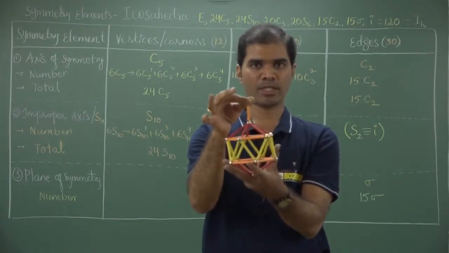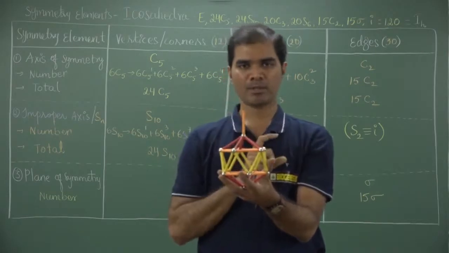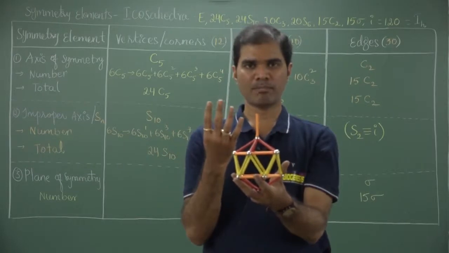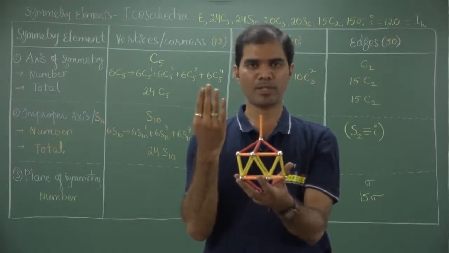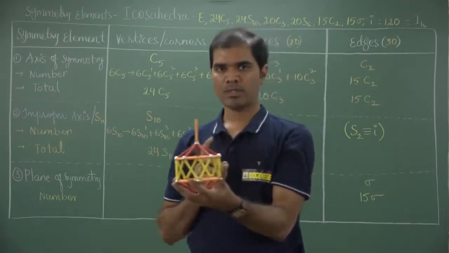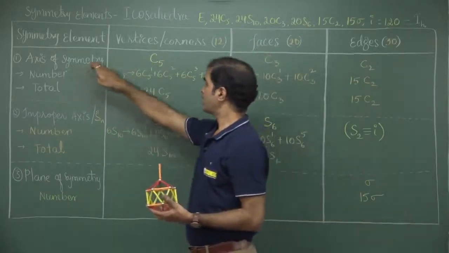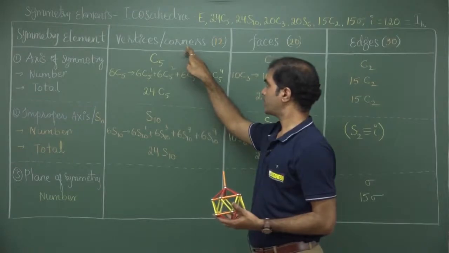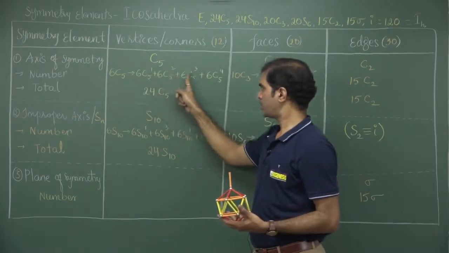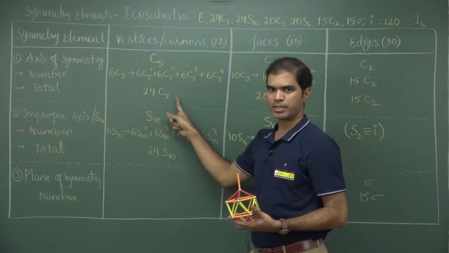Altogether 6 C5s are possible. From each pair of vertices, one C5 is possible. There are 6 pairs of vertices, so 6 C5s are possible. Each C5 will generate 4 symmetry elements: C5 1, C5 2, C5 3 and C5 4. So, 6 into 4 would become 24. There are 24 C5s. There is a C5 passing through each opposite pair of vertices. Altogether there are 12 vertices falling in 6 pairs. Each C5 will generate C5 1, 2, 3 and 4. Since there are 6 C5s, 6 into 4 will be 24 C5s.